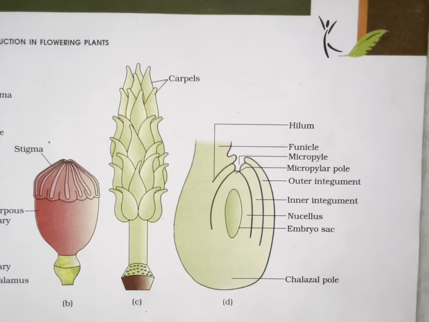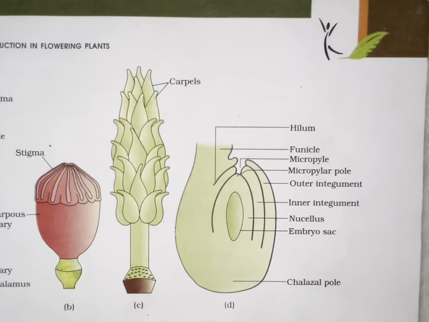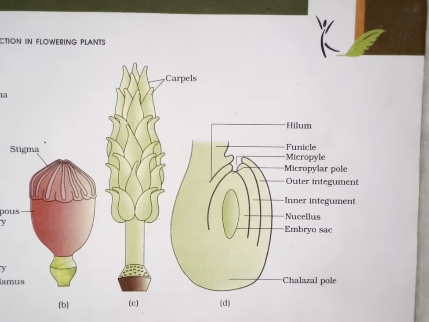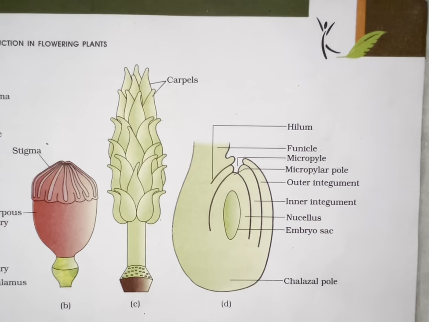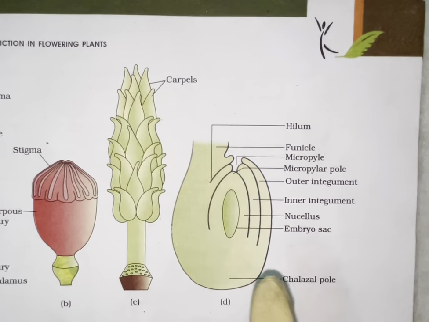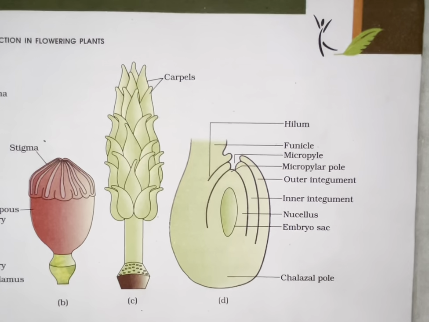Second is Megasporangium. Megasporangium is commonly called as ovule, which is found inside the ovary. Ovule develops into seed after fertilization. So the best way to understand the structure of ovule is to understand the diagram properly. This is the diagram of anatropous ovule.